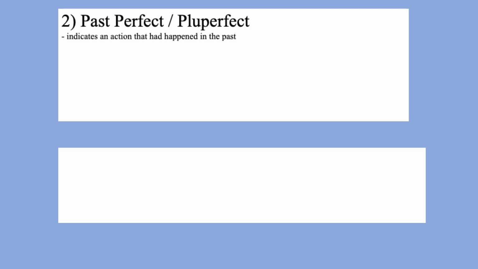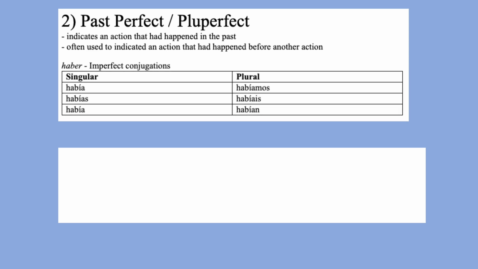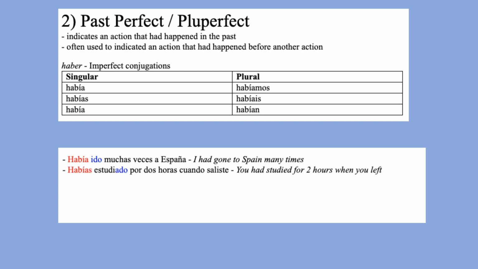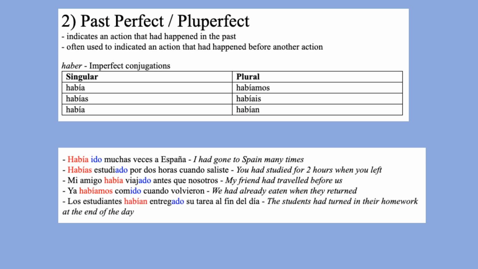The past perfect or pluperfect indicates something had happened, and oftentimes for an action that had happened before another. Había ido muchas veces a España. Habías estudiado por 2 horas cuando saliste. Mi amigo había viajado antes que nosotros. Ya habíamos comido cuando volvieron. Los estudiantes habían entregado su tarea al fin del día.